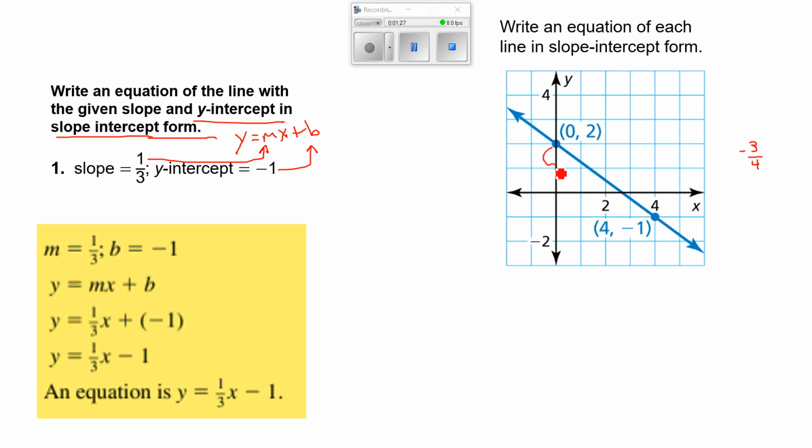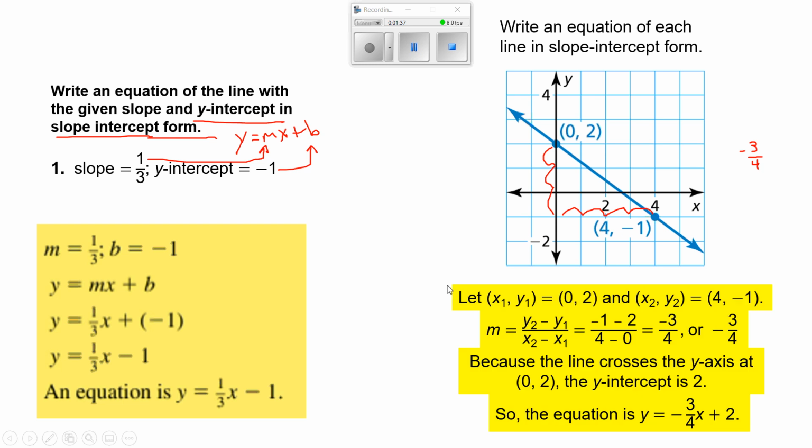I'm going down 3, 1, 2, 3 to get to my dot, and then over 4, 1, 2, 3, 4, right? -3 over 4. You could also use the slope formula, y2 minus y1 over x2 minus x1. That'll give me y2, which is -1, and it didn't matter which one we used as number 2 or 1. This is the way they did it. y1 was going to be 2. So -1 minus 2. And over here, x2 minus x1, well, that's simply 4 minus 0. And they still got -3 over 4, right?